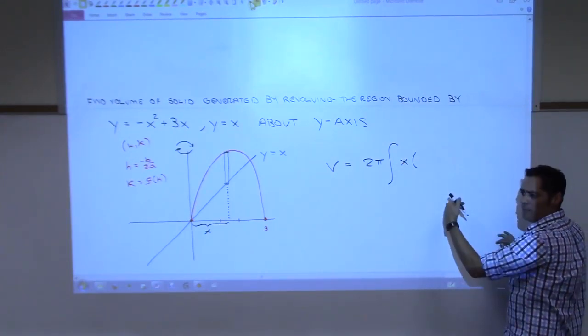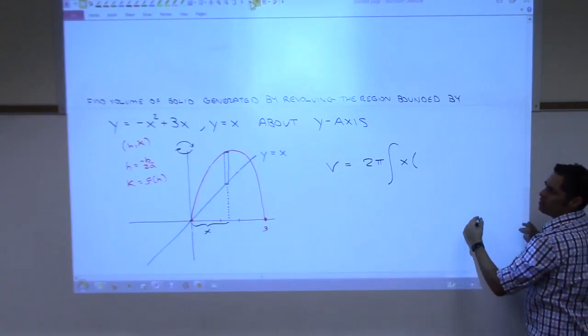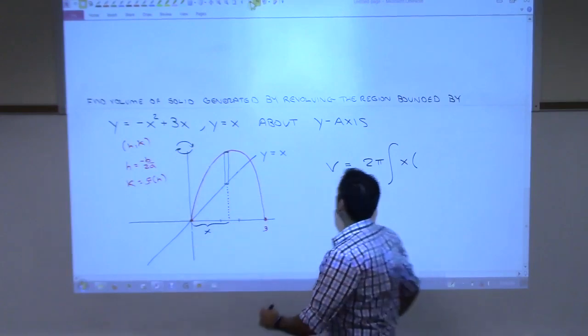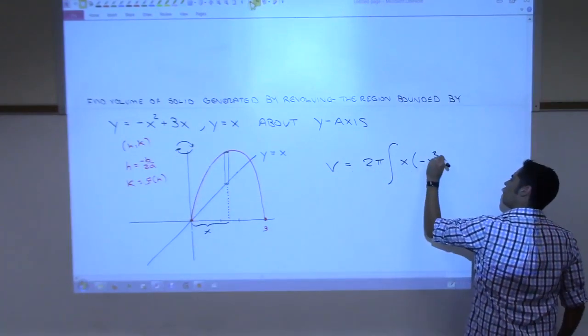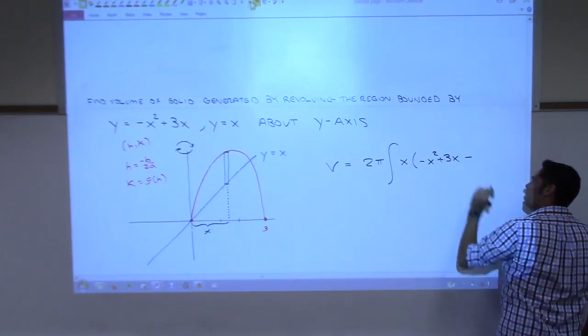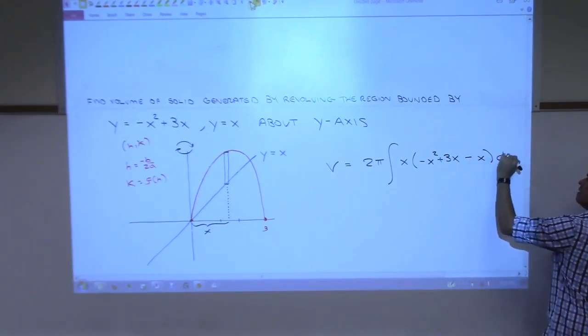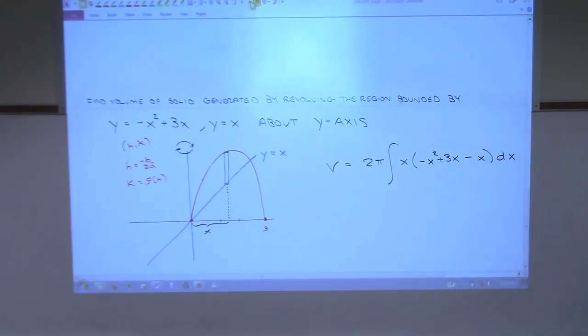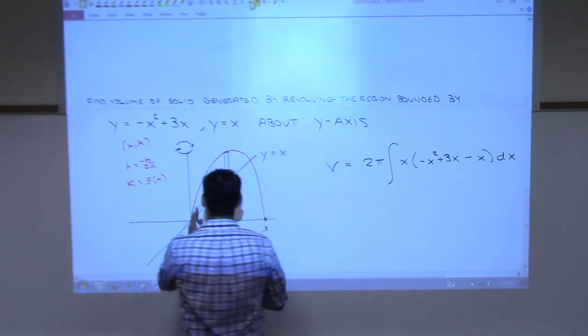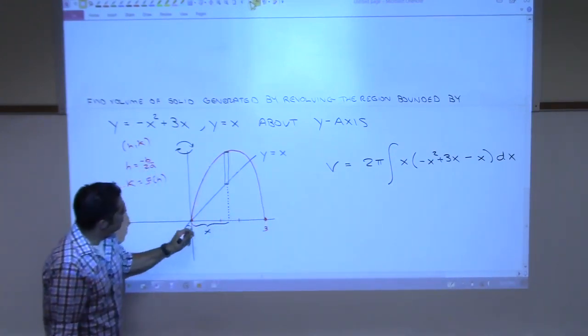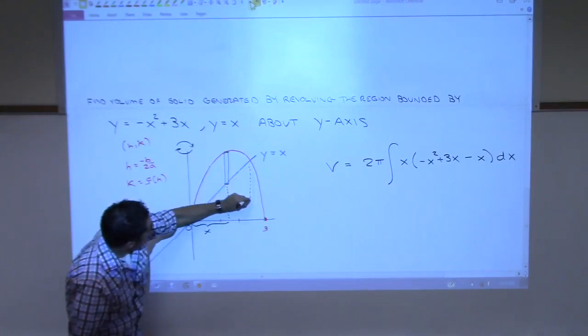What are the other 2 things that we need to know? Top function, bottom function. Top function here is this big ugly thing. It's the red one, right? Negative x squared plus 3x. And then minus the bottom function, which is just x, and then dx. But we do have something to resolve, right? Our limits of integration? It's not from 0 to 3, right? It's from 0 to wherever they hit each other.